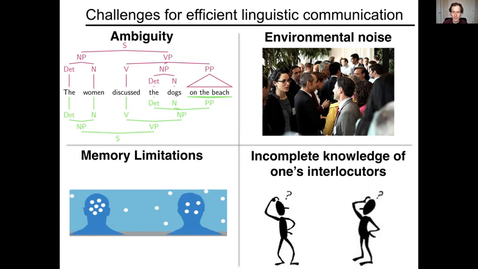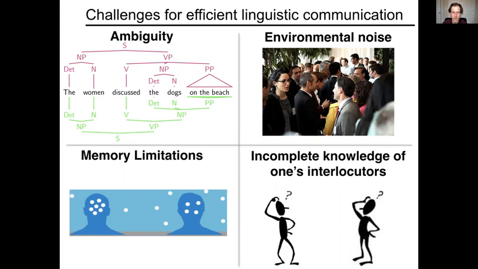But there are a lot of ways that this could go wrong, and you've seen various cases of this over the course of the semester. Most language is ambiguous. For example, "the women discussed the dogs on the beach" has two interpretations. Those derive from syntactic ambiguity. "On the beach" might be modifying "dogs," or it might be modifying "discussed." We understand how to describe that in structural terms, and we've seen how people can recruit information to try to disambiguate effectively. And we're quite good at disambiguation.